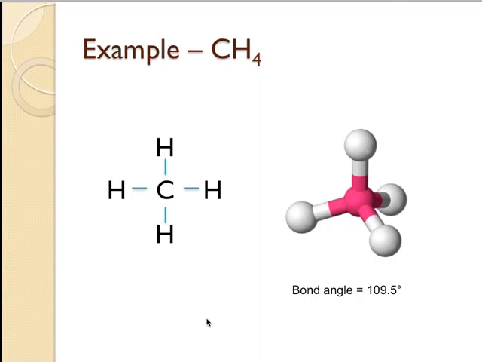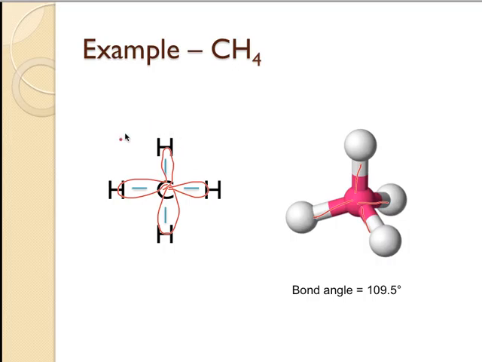Okay, so for example, let's look at CH4. It's known as methane. I can see that around the central atom carbon, I have 4 single bonds. So that is 1, 2, 3, 4 electron domains. Those electron domains are going to be as far away from each other as they can be. And that is a tetrahedral shape.